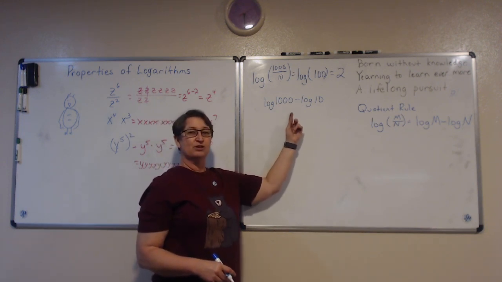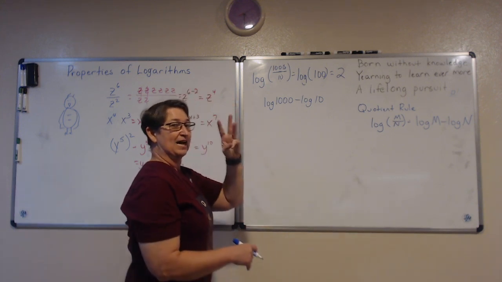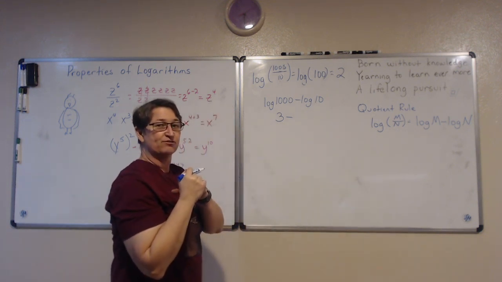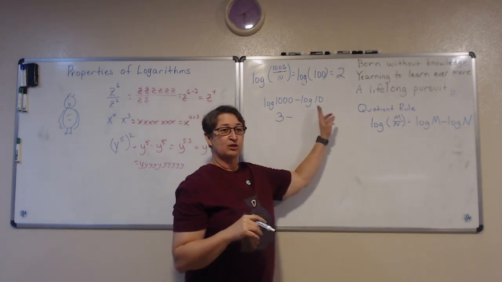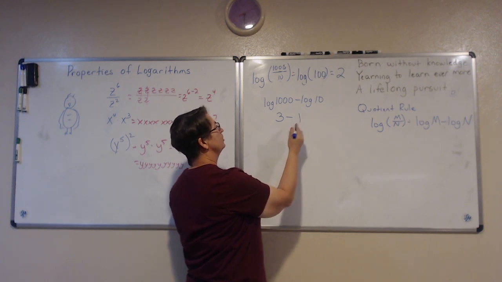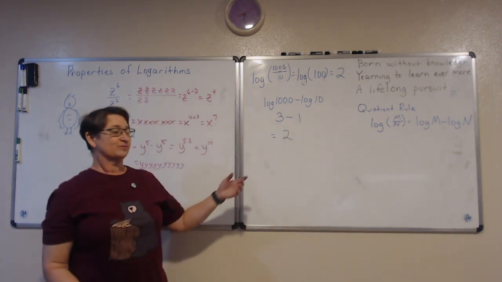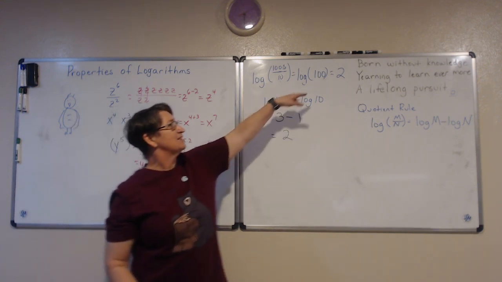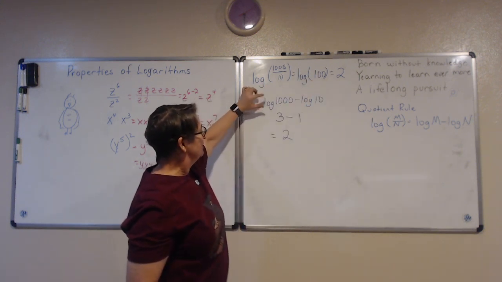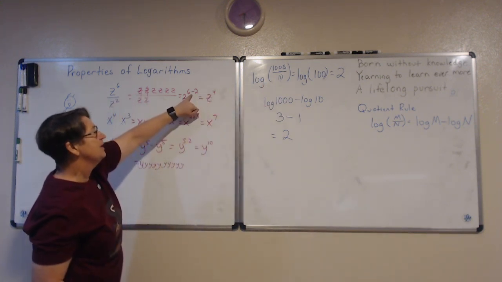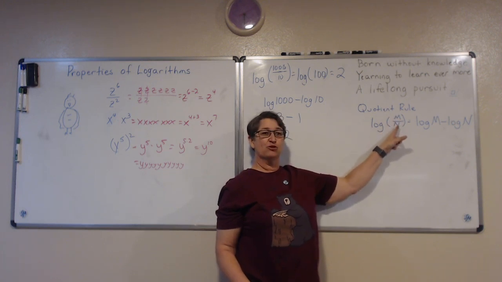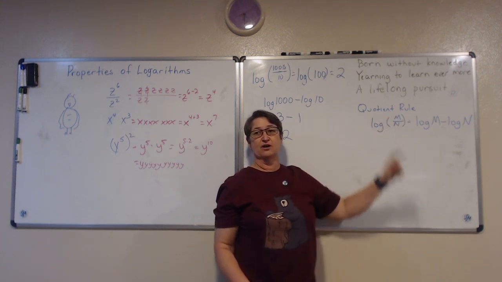So 10 to what power gives me 1,000? That's 3, because 10 times 10 is 100 times 10 is 1,000. 3 of them. Minus log base 10 of 10. So 10 to what power gives me 10? This is just a fancy way of saying 1. So 3 minus 1, sure enough, is equal to 2. Notice that using the quotient rule, I got the same answer as that. So it's just that exponent of 2. Since they're just exponents, I can use that same quotient rule and subtract them to get the same answer. So the quotient rule just says when I have two things in my argument that are dividing, I can take the log of the first one minus the log of the second one.